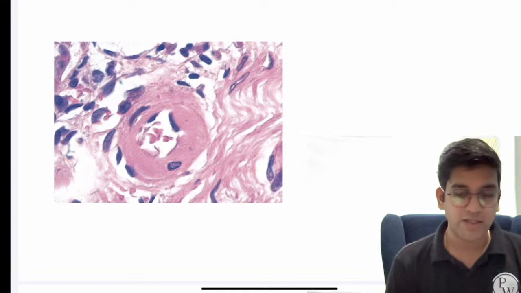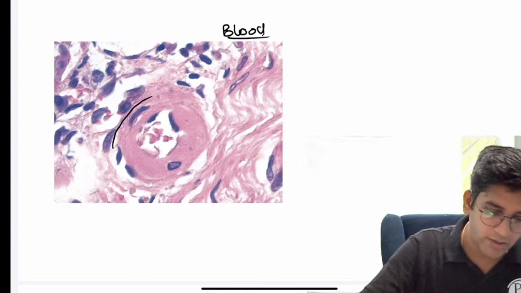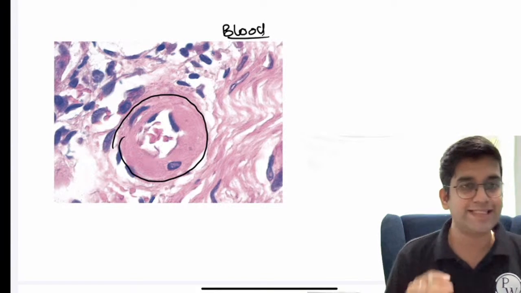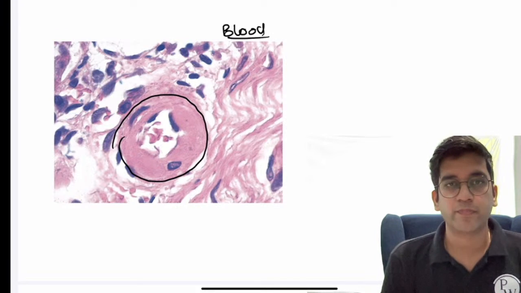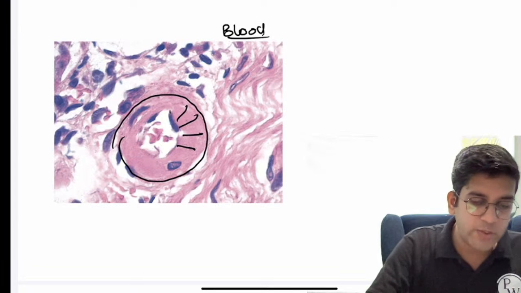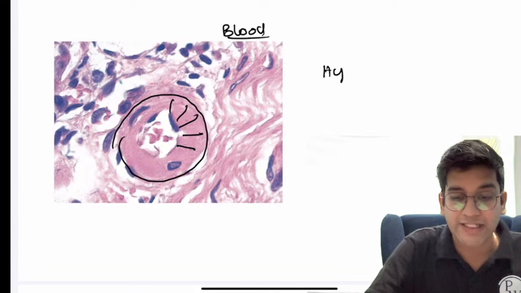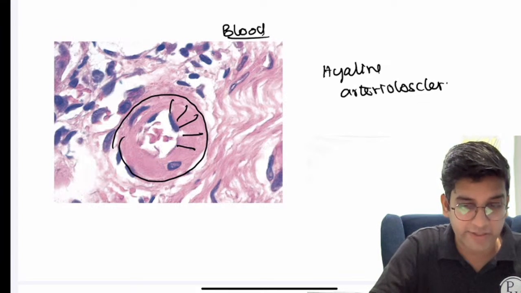Amazing, great, superb. There's a blood vessel here. I want you to tell me what the diagnosis is. This blood vessel change is classically seen in hypertension. What will be the diagnosis? You can see the wall of the arteriole becoming very, very thick and pink in color. That's your hyaline arteriolosclerosis. An extremely pink wall of the vessel is hyaline arteriolosclerosis.